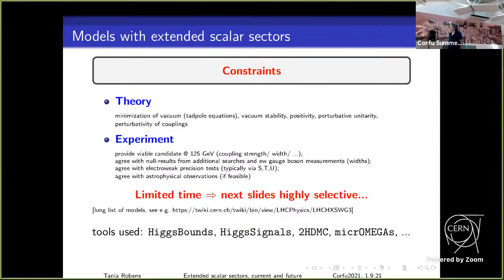This concerns many measurements which we have now, so for sure the coupling strength, the width, and so on, and agree with null results from additional searches and electroweak gauge boson measurements, especially the width, which have been extremely nicely measured at LEP already. Agree with electroweak precision tests. Typically, this is done via oblique parameters, and if you have a dark matter candidate, agree with astrophysical observations if it's feasible. So, as I said, there are many models around.